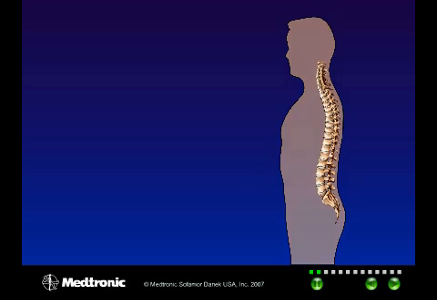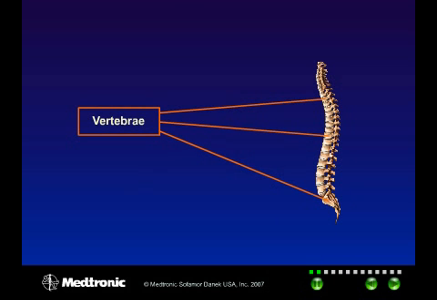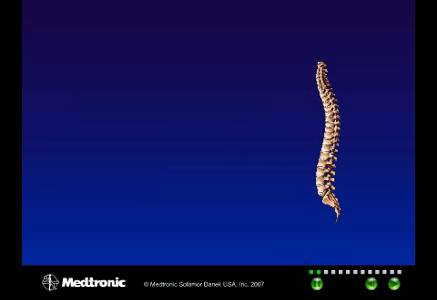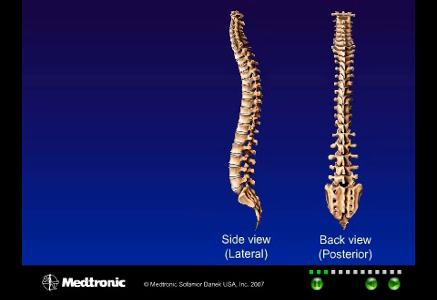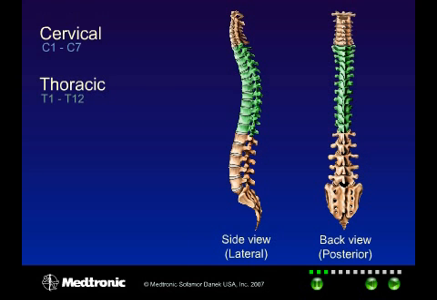Your spine is composed of bones, called vertebrae. The vertebrae are numbered from top to bottom, according to their location in the spine. Cervical, C1 to C7. Thoracic, T1 to T12. Lumbar, L1 to L5. And the sacrum is S1.